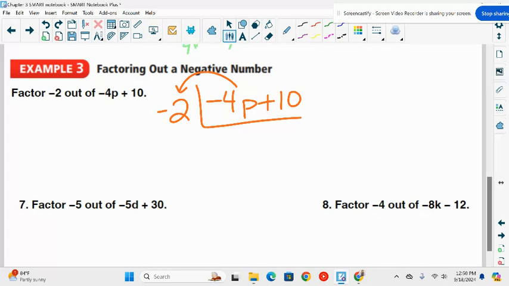Negative 4p divided by negative 2 gives me 2p. Positive 10 divided by negative 2 is negative 5. Can we go any lower? No, 2 and 5 are both prime numbers, which means nothing will go into 2 and 5, right? So as the distributive property, what would it be?